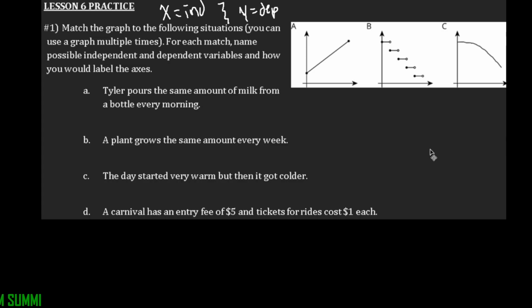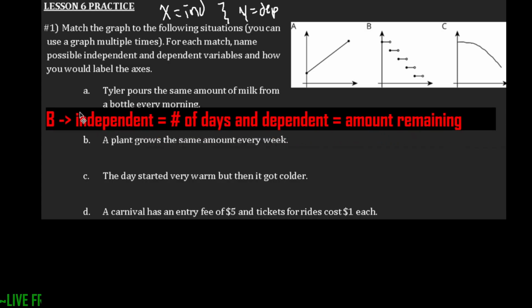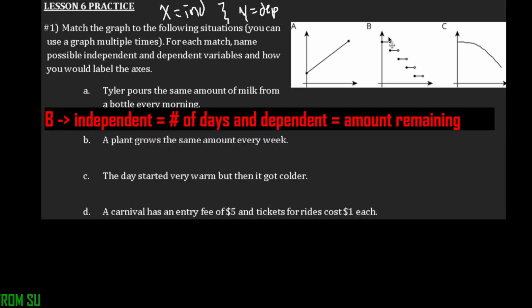For that first one, it says Tyler pours the same amount of milk from a bottle every morning. So we could say the graph that goes with it is going to be graph B, and that makes sense because he pours that same amount each time. However, we can say the independent variable, the x-axis, is going to be the number of days, where the dependent variable is going to be the amount remaining in that bottle. So notice how it's decreasing as the number of days goes on.